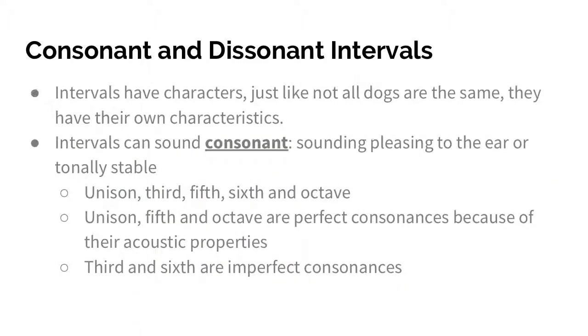Consonant and dissonant intervals. Intervals have characters, just like not all dogs are the same. They have their own characteristics. Intervals can sound consonant, sounding pleasing to the ear, or something we call tonally stable. The consonant intervals are unison, third, fifth, sixth, and octave. Unison, fifth, and octave are the perfect consonances. Remember, we've talked about perfect fifth, perfect unison, and octave because of how they sound. And thirds and sixths are imperfect consonances.